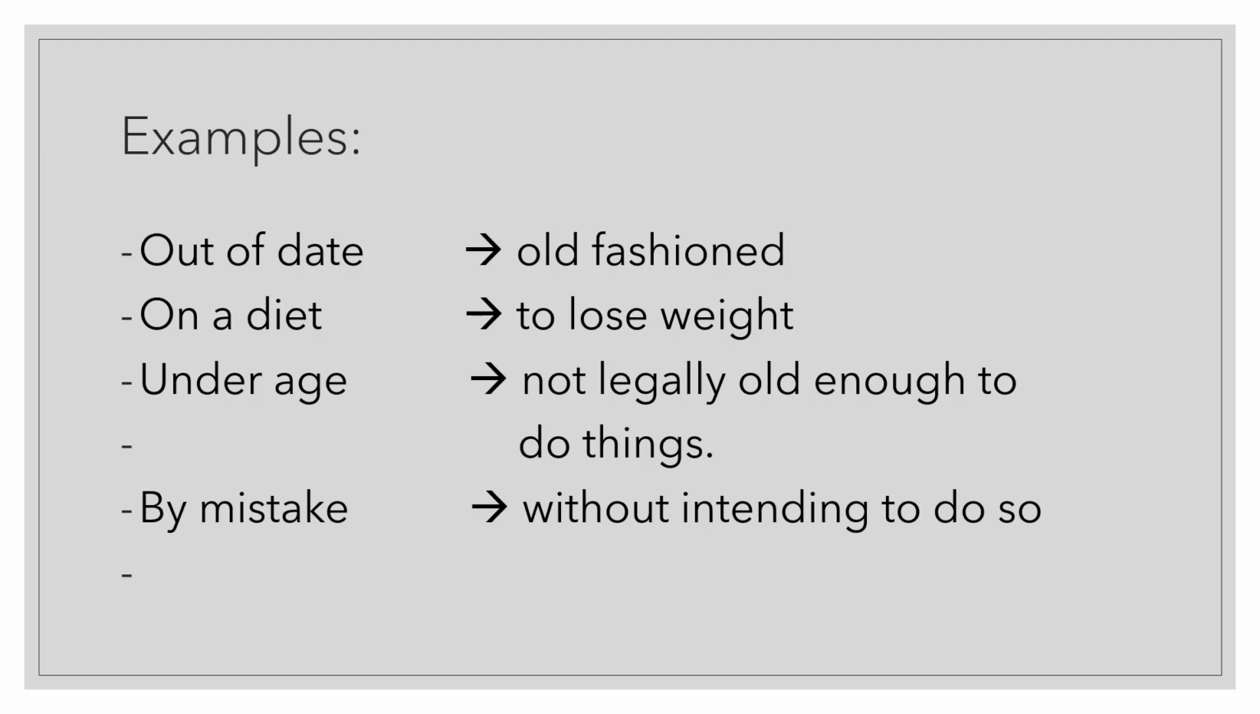The next, on a diet. On a diet means to lose weight. On a diet does not mean that something is above or on top of a diet. And then underage. Underage means not legally old enough to do things. Underage does not mean that something is below or under the age. And then the next, by mistake. By mistake is without intending to do so. So, from these examples, we can see that prepositional phrases can also be used as idioms.